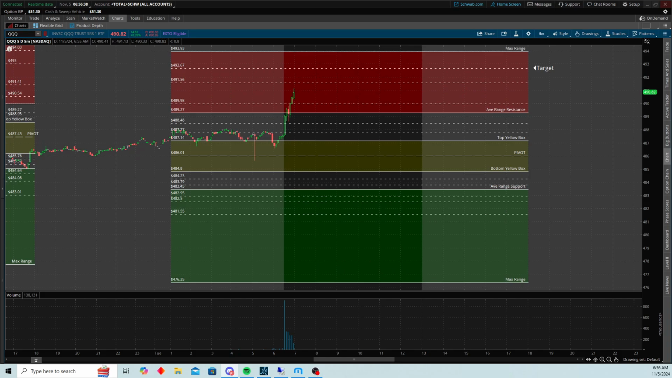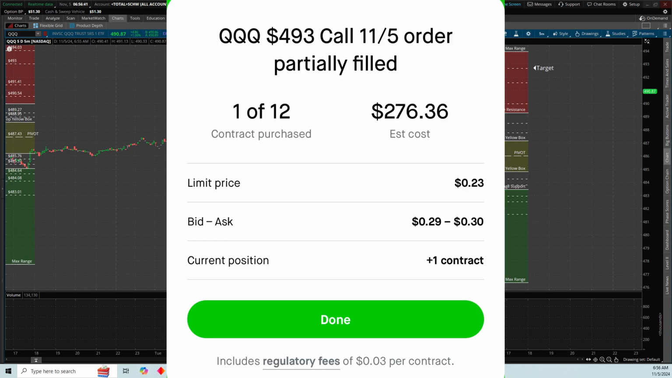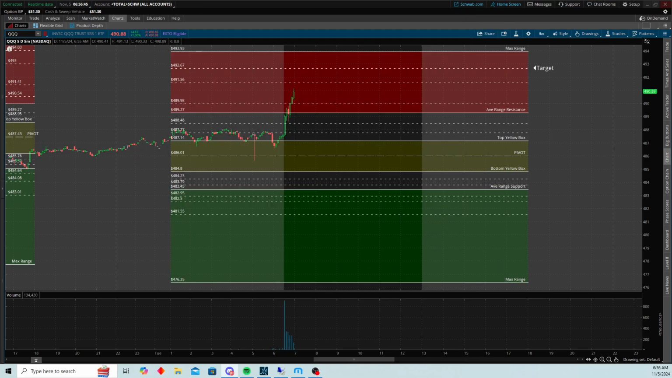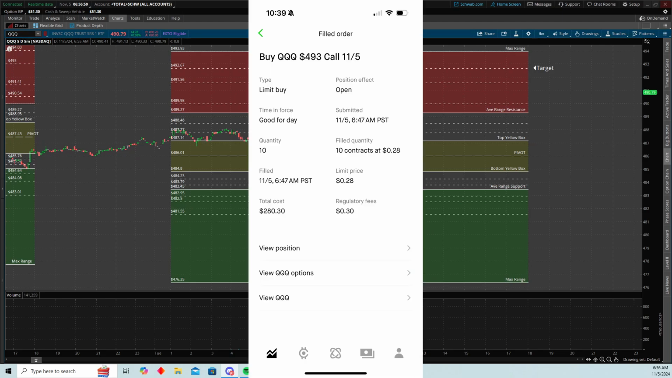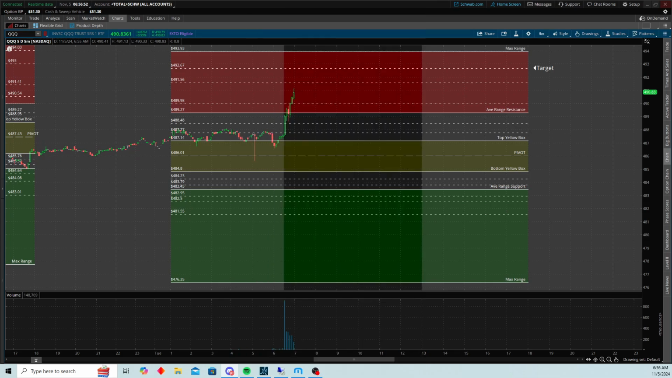I only got one of 12 contracts filled at it. I'll throw a picture of that up now. So then I just averaged in at a little later price. I think it was like 0.28, 0.29, and we are currently at 0.55. So we're going to go over the reasoning on why this is our target here.